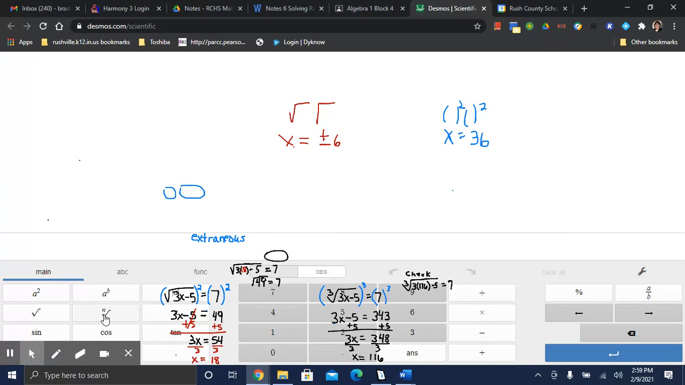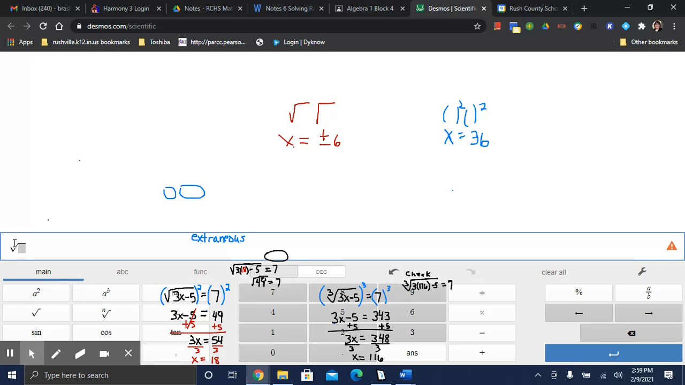The third root, if you use the scientific calculator, is where it has this little n root. You can type in this third root symbol and then do 3 times 116 minus 5. And that does give us 7. So we've got the correct solution, and the 116 does check. So just be sure that you do that little check for your solutions.